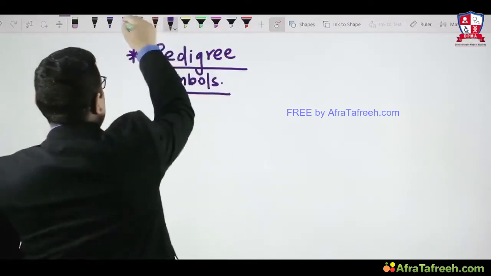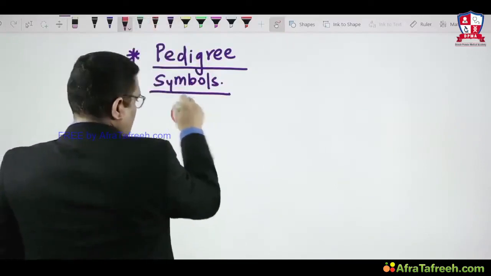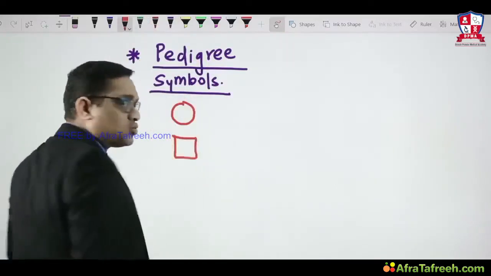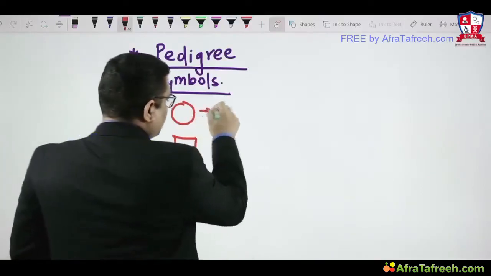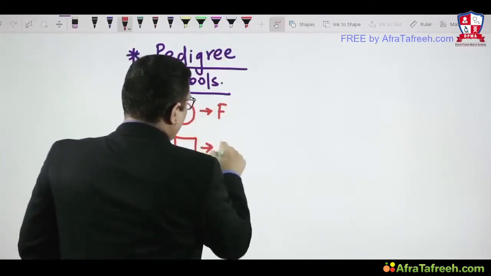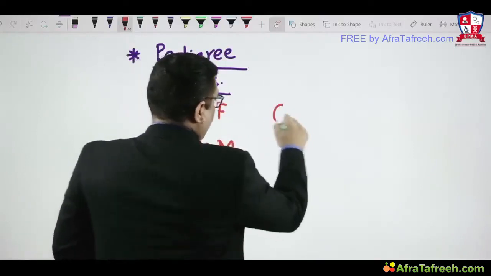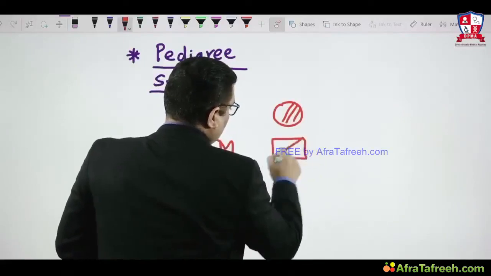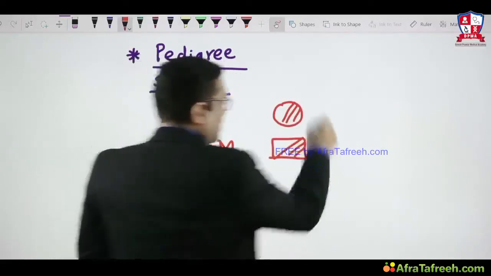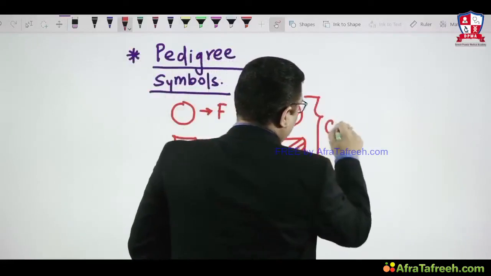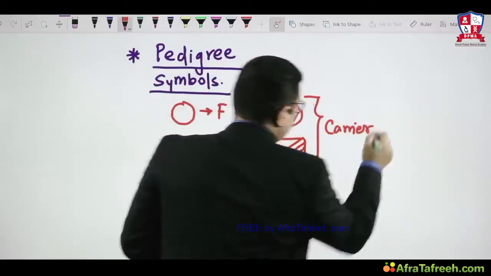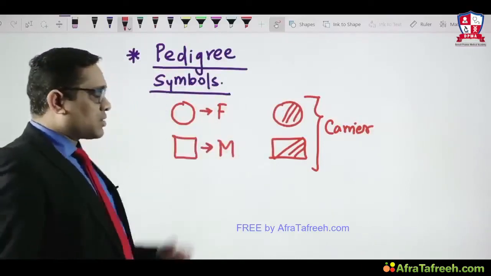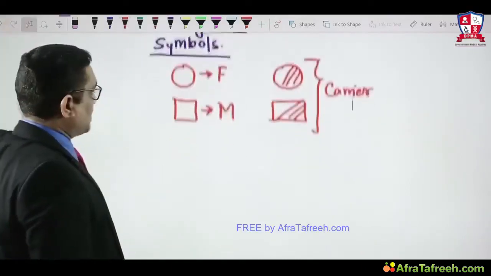Whenever we discuss pedigree symbols, the circle and square are the two common symbols we will be seeing. Circle is for female, square is for male, right? When a circle is half shaded, this is called a carrier, right? So when a circle or square is half shaded, this will be considered a carrier. In pedigree symbols we must remember how we show the carrier.